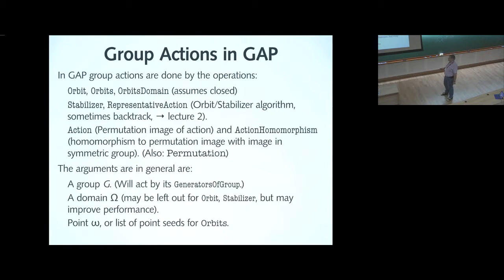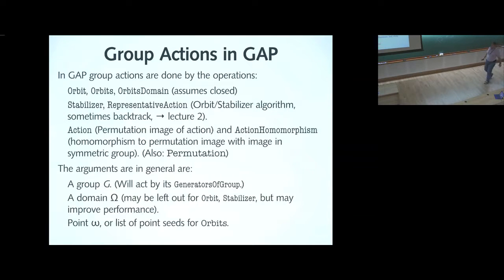Typically, the first parameter is a group, which will act by its generators. Then a domain. If you just have the orbit of a point or the stabilizer, you don't need to give the domain, but giving the domain can improve the performance. And a point of which I want the image, or a list of point seeds for the orbits. And then, why didn't I write this down?